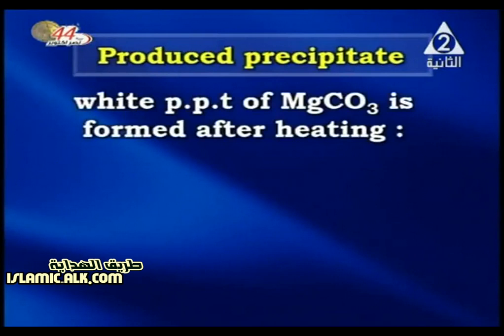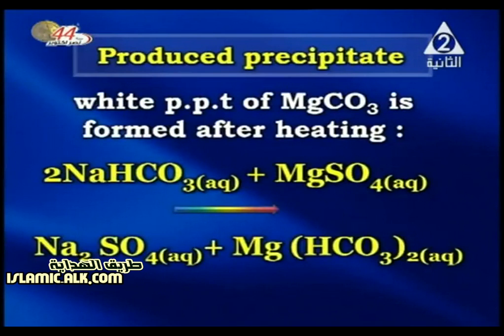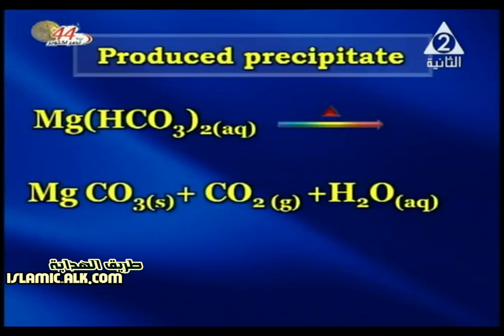Now we are going to discuss the confirmatory test of bicarbonate radical, which is the salt solution plus magnesium sulfate solution. As shown on the screen, the produced precipitate, which is white precipitate of magnesium carbonate, is formed after heating. As the reaction proceeds on the screen, NaHCO3 plus MgSO4 gives Na2SO4 plus Mg(HCO3)2. This magnesium bicarbonate, by heating, gives magnesium carbonate, and carbon dioxide gas and water are produced.